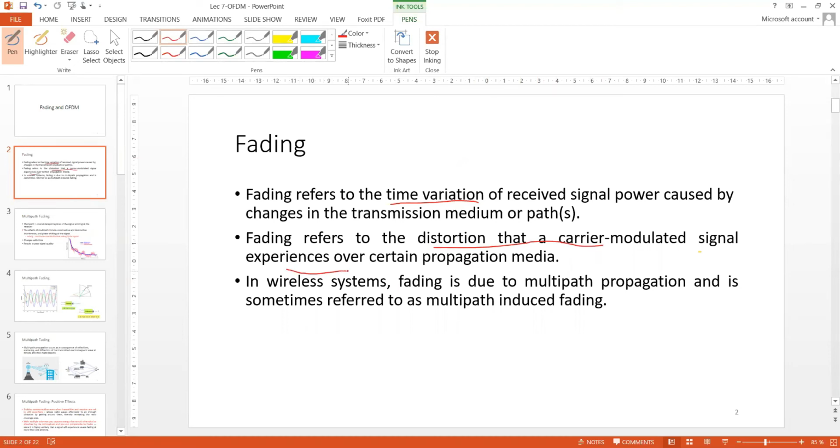that a carrier modulated signal experiences over a certain propagation medium. Obviously, in a wireless communication system, a baseband signal or a message signal needs to be modulated with a carrier. Obviously, the signal cannot be transmitted as it is due to the problems caused by the wireless medium. When that signal is modulated and transmitted across the channel, it faces different types of impairments. These impairments decrease the quality of your signal, which affects the information that is recovered at the receiving end.